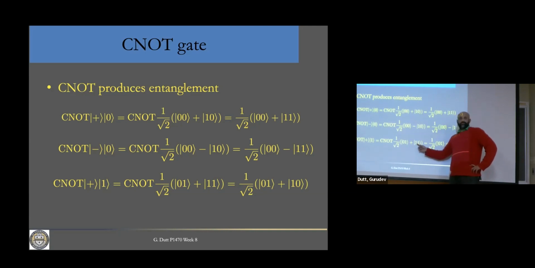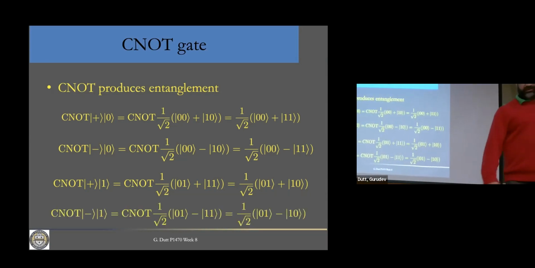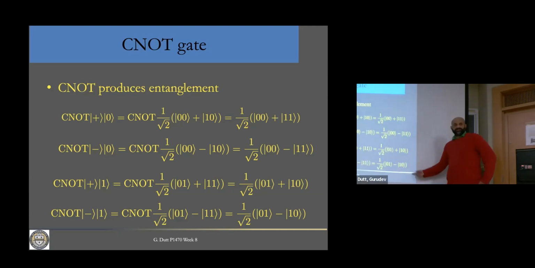But for the second state here, the input is |1,1⟩, and C naught acting on this |1,1⟩ state takes the left qubit and inverts the right qubit. So that's a 1 on the left qubit. So I get |0,1⟩ plus |1,0⟩. And finally, of course, if I send in C naught acting on the minus state and 1 here, everything is exactly the same as this one, except there's a minus sign. So you get |0,1⟩ minus |1,0⟩.